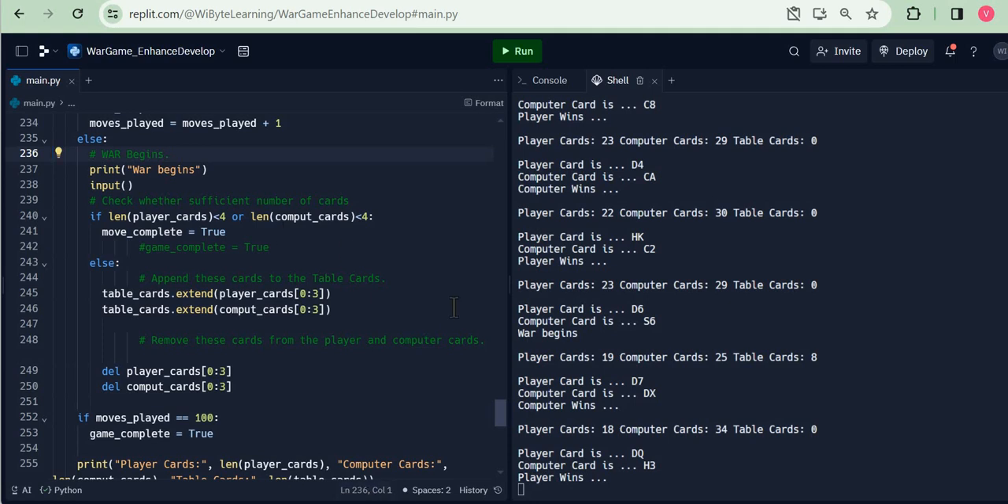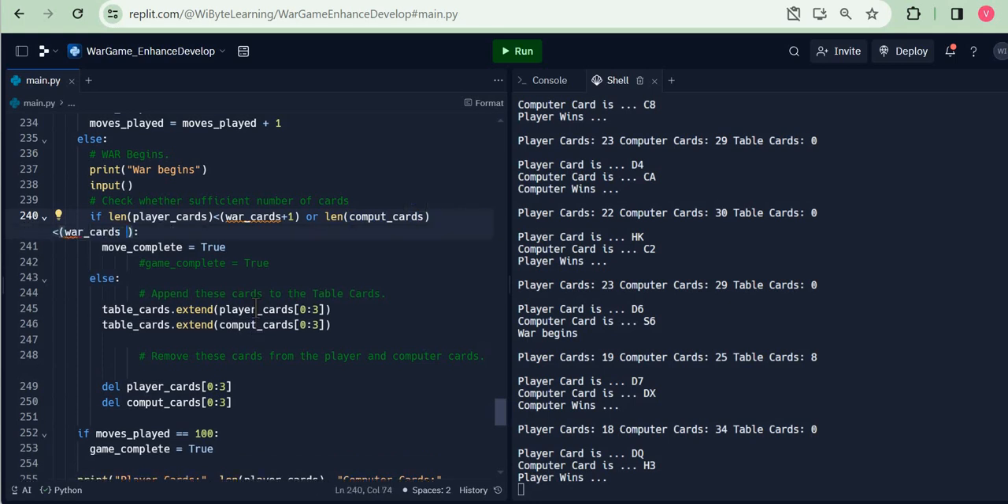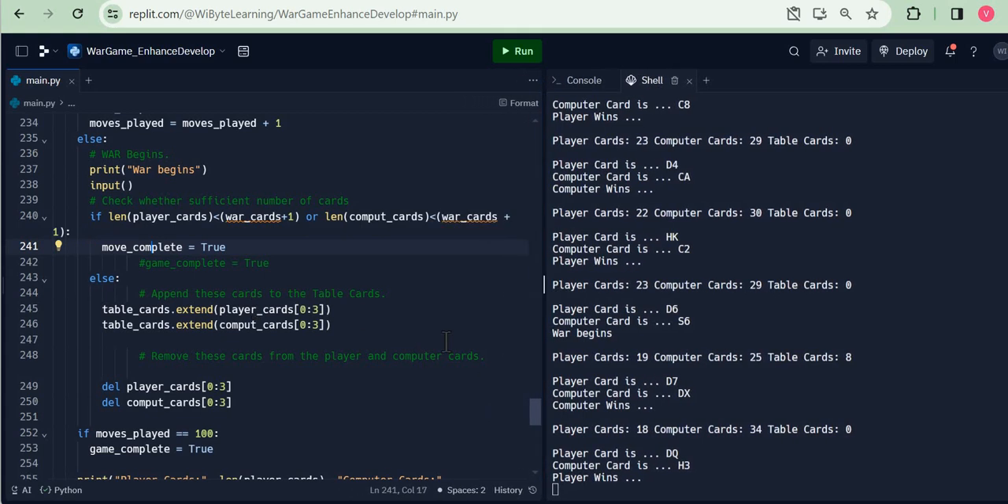So notice here, this is the code where I check for the war and so on. Here, my number of cards is always set to 3. So I'm going to change this to, let's say, war cards plus 1, because I'm going to play war cards to the table pile, then I must have at least one more card to play the next move. And likewise here, I'm going to say war cards plus 1. So if my length is less than that, then the game gets over. I don't need to move further here.